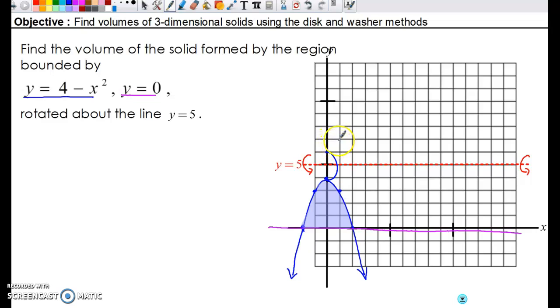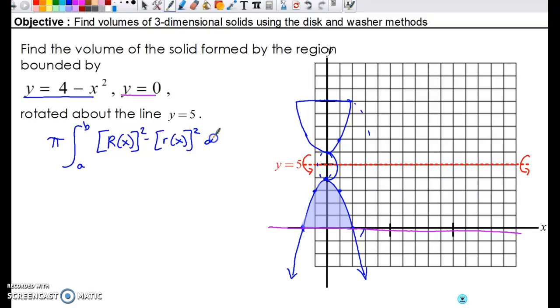It'd be reflected up here. And if you kind of connect the dots visually, there's going to be some hole in the middle, but it's going to be kind of a strange shape here. So this is actually a washer method problem. So the washer method with a horizontal axis of rotation is the integral from a to b of the outer radius, capital R of x, squared minus the inner radius, lowercase r of x, squared, with respect to the variable x.